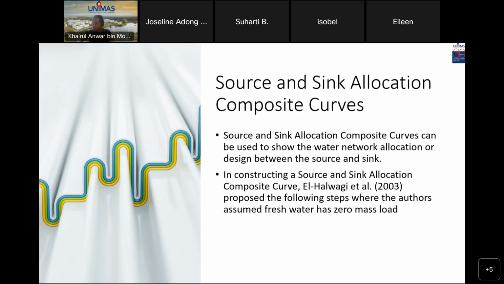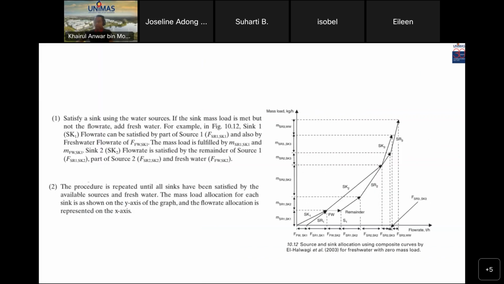In constructing a source and sink allocation composite curve, El-Halwagi proposed the following steps, where the authors assume fresh water has zero mass load. So the assumption is fresh water has zero mass load. Although you use the fresh water, M is equal to 0. This is the composite curve. SK is sink, SR is source, FW is fresh water, M is mass load.